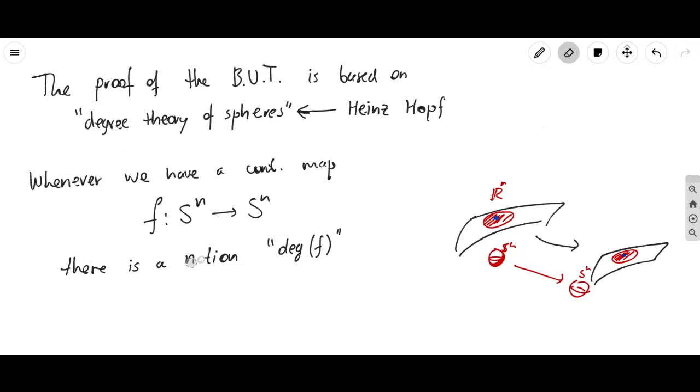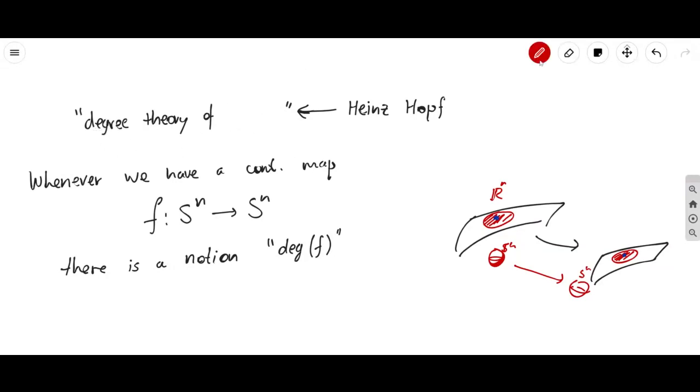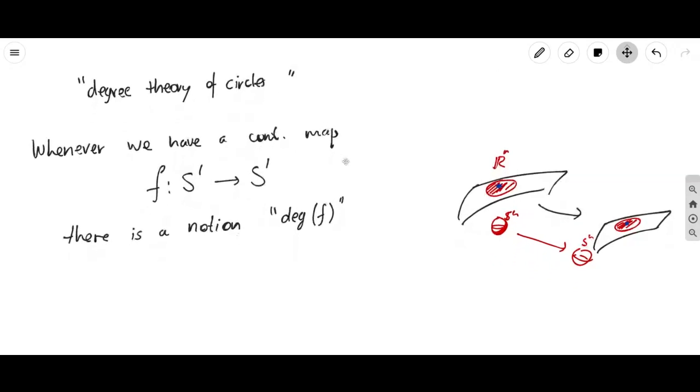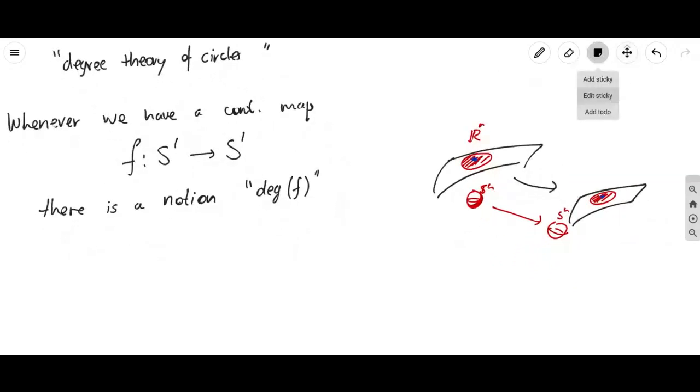And in order to define degree theory, you have to use homology groups, which we do not know yet, so we have to avoid that. What we'll do instead is develop something called degree theory of circles, just of circles. So we're going to have a continuous map from S1 to S1, and we would like to find something called the degree of your mapping.